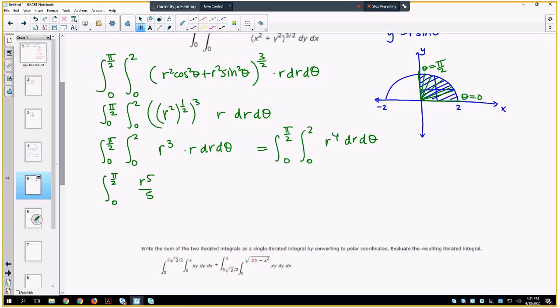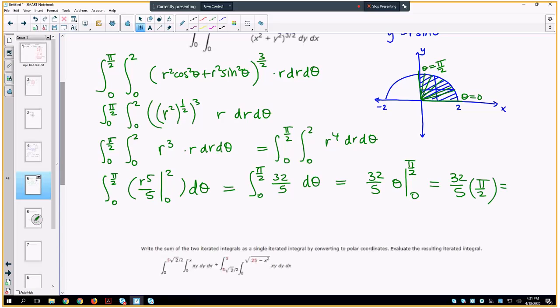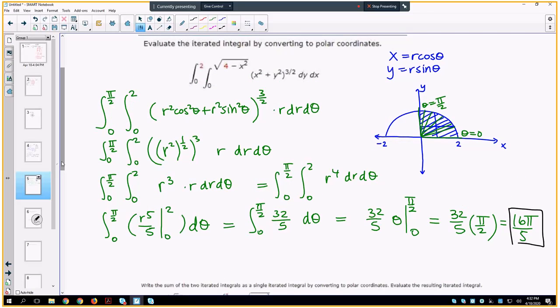is r to the power 5 over 5, evaluated between the limits 0 and 2. Then I'll integrate with respect to theta. 2 to the 5th power is 32. So this is integration 0 to pi over 2, 32 over 5 minus 0 d theta, and the antiderivative of the constant is the constant times theta between 0 and pi over 2. So I have 32 over 5 times pi over 2, which is 16 pi over 5. So I transformed the given integral in terms of the polar coordinates, and that made it super simple to integrate. I get 16 pi over 5 as my result.